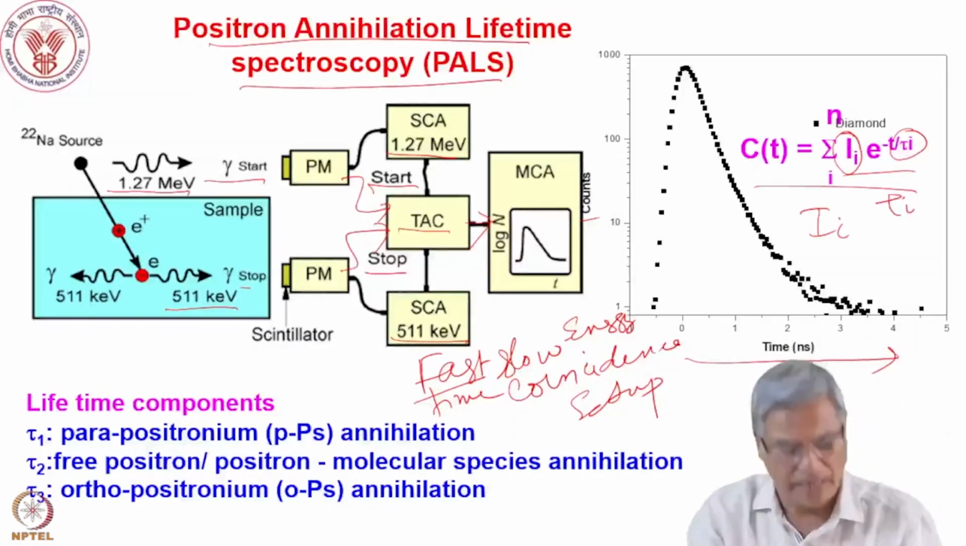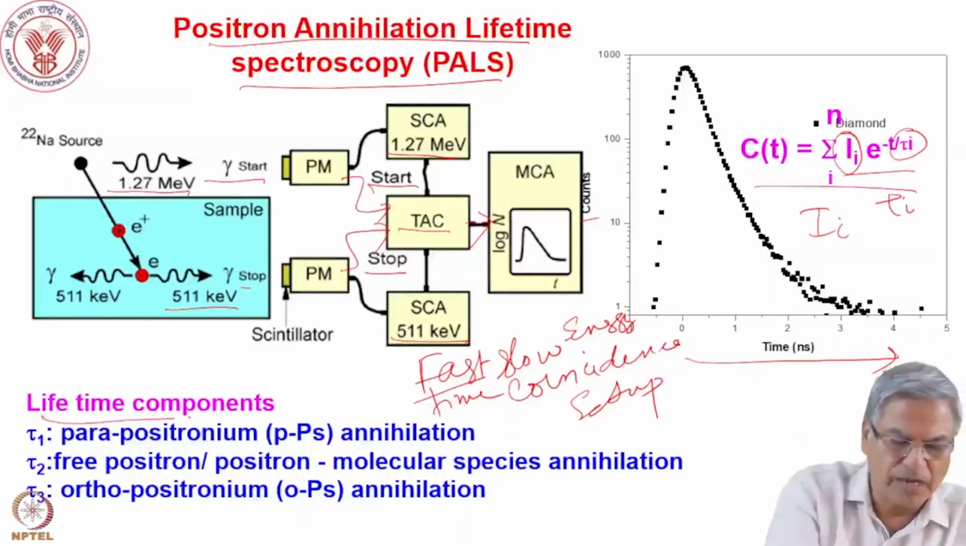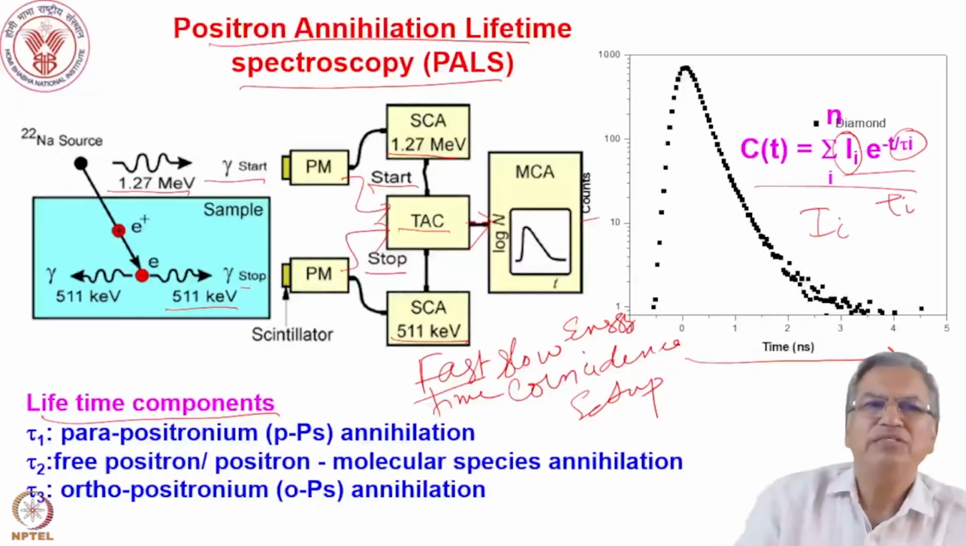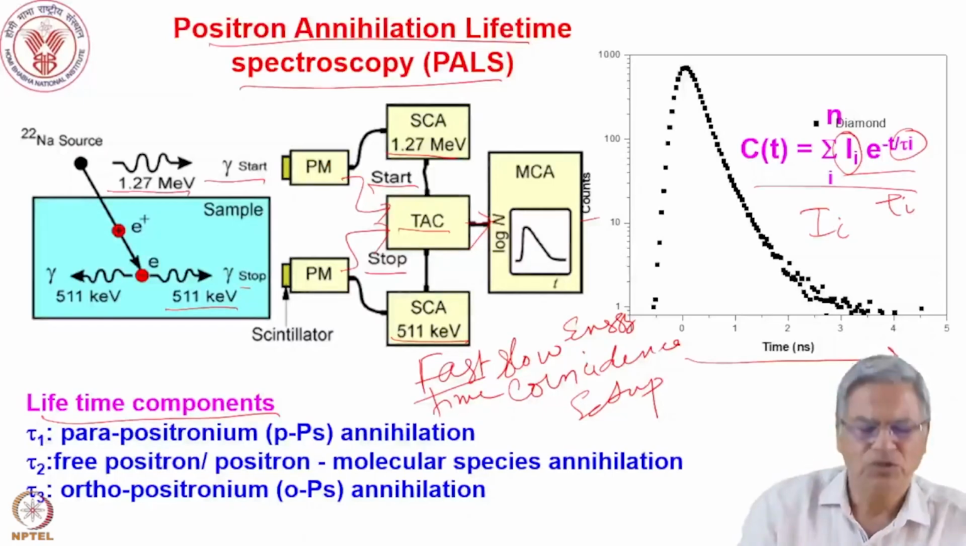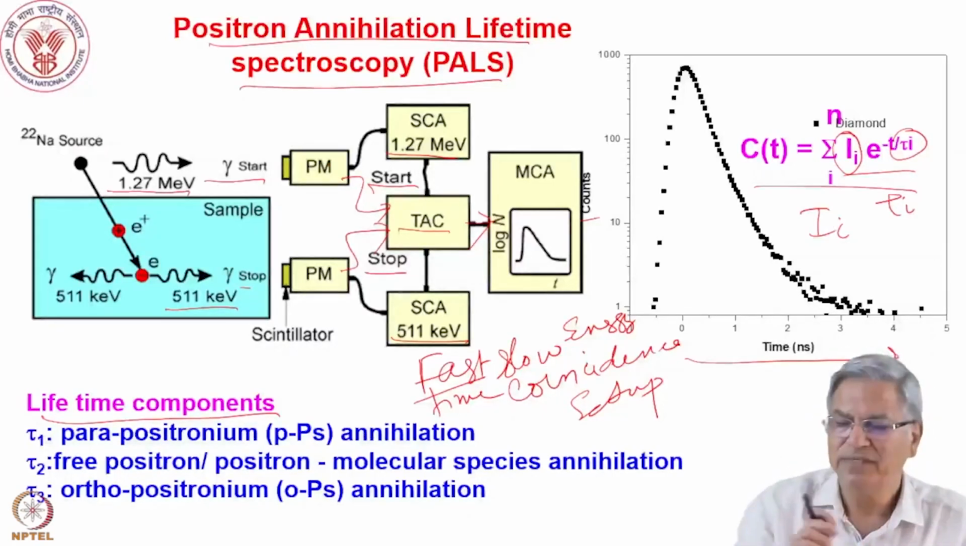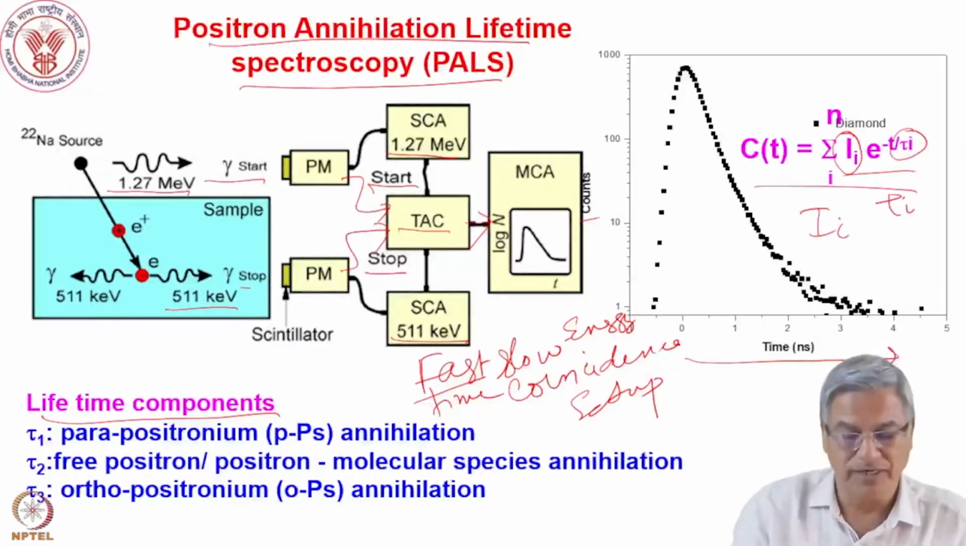So what do these lifetimes represent? They are called lifetime components. This tau 1 is actually that 125 picosecond, the lifetime of the parapositronium. That is the shortest component. So when the parapositronium annihilates, you get 125 picoseconds. The first, shortest-lived component will be parapositronium annihilation, and it does not really give you any chemical information because the time is too short.